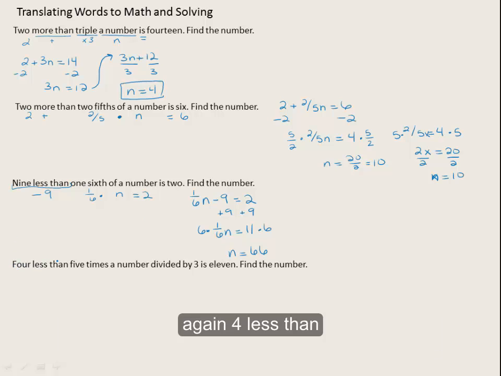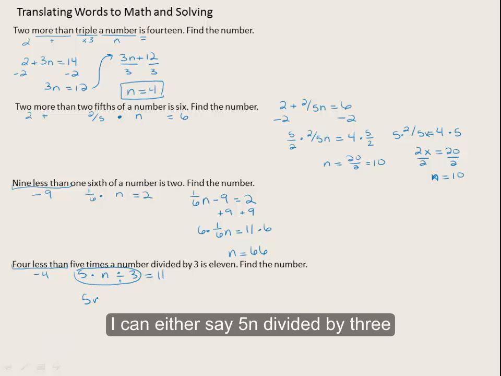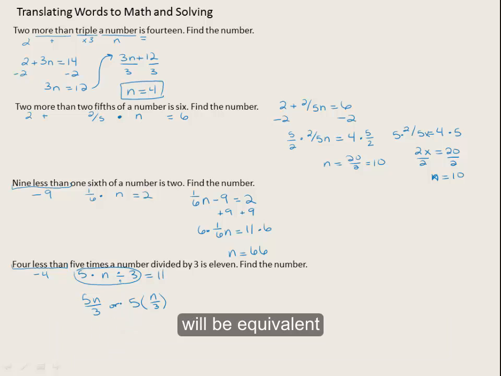Again, for "less than," this means minus 4. 5 times a number divided by 3 is 11. Now we can look at this in 2 ways. I can either say 5n divided by 3, or I can say 5 times n divided by 3. Both of these will be equivalent.